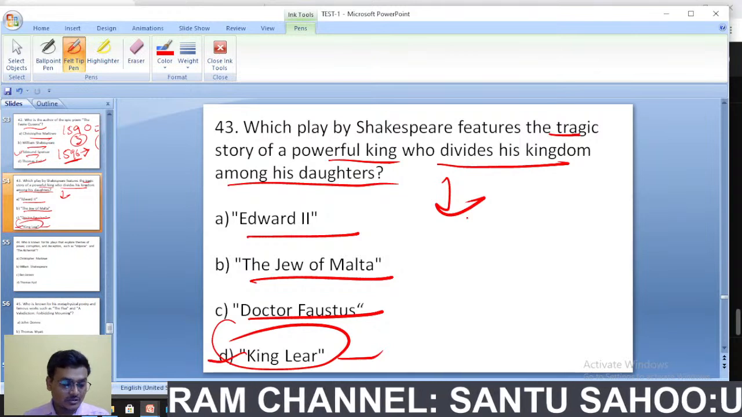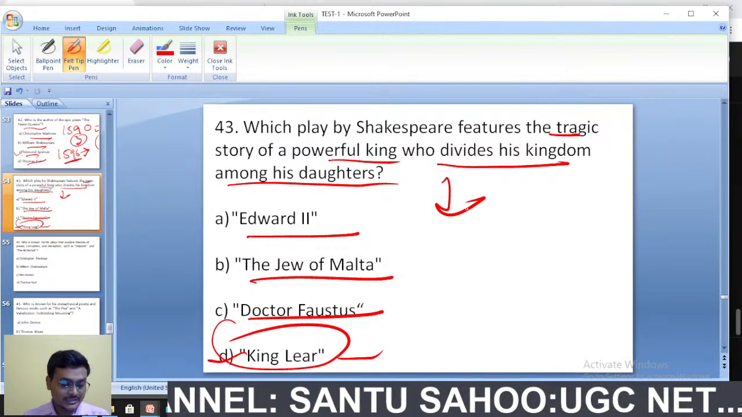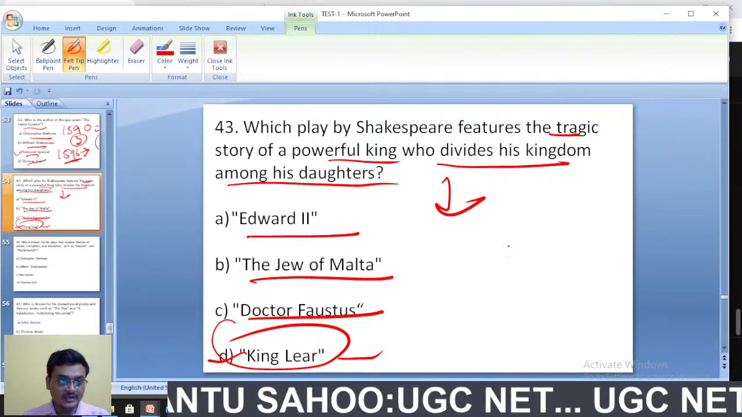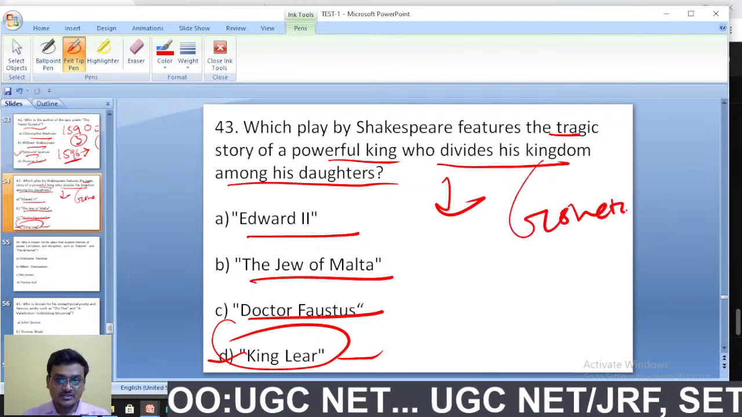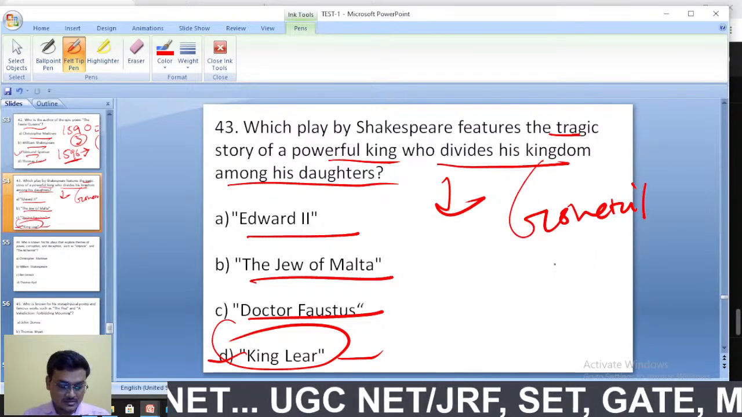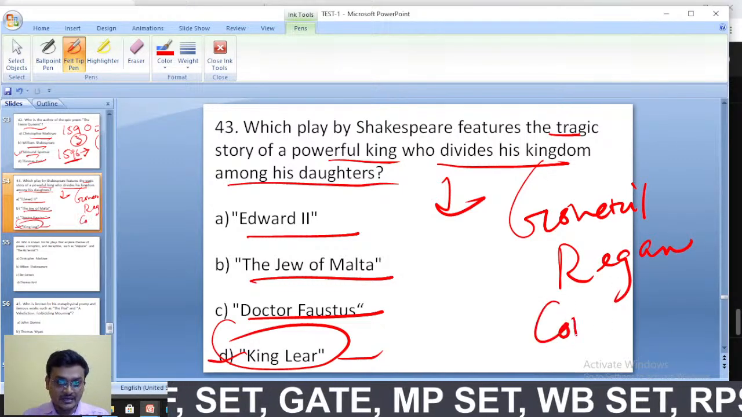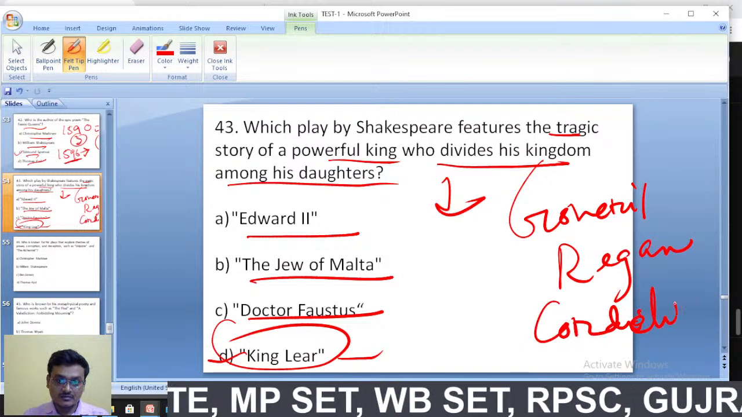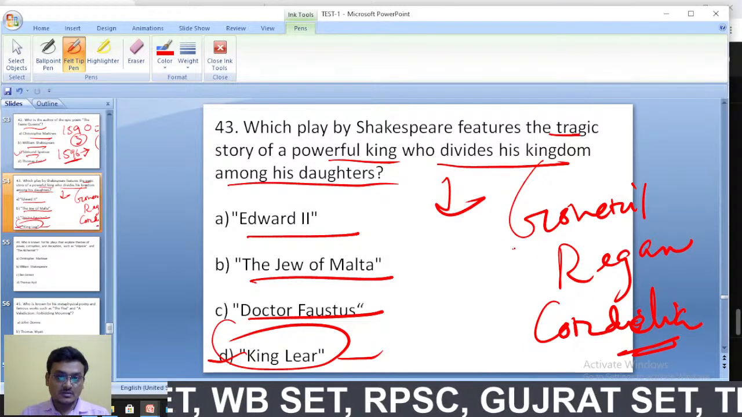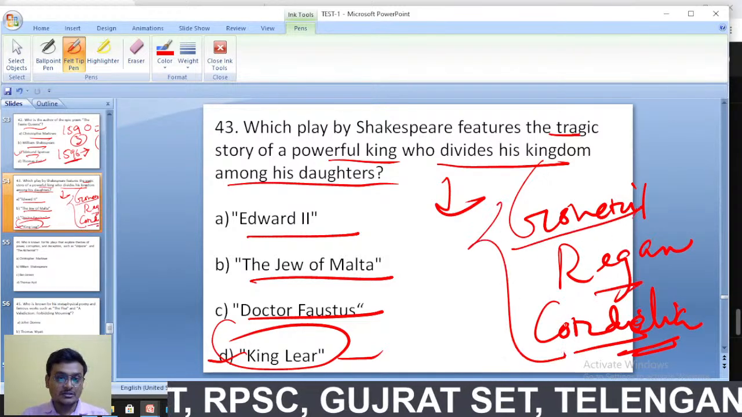It's King Lear. Who are the three daughters? Who was the eldest one? That was Goneril. Goneril was the eldest one. Then it was Regan. Then Cordelia. Goneril, Regan, and Cordelia, they are the daughters.